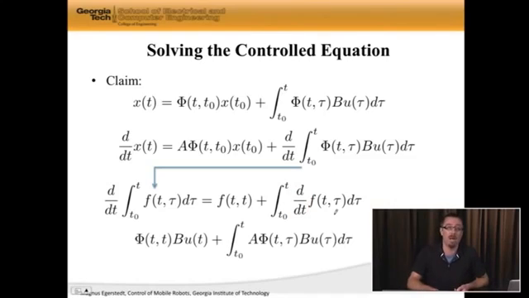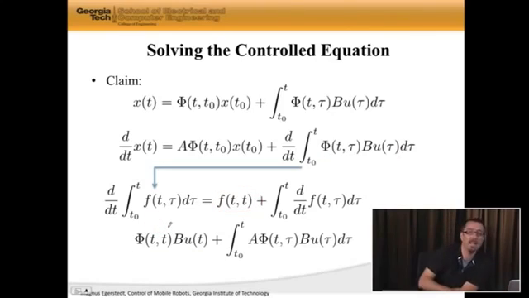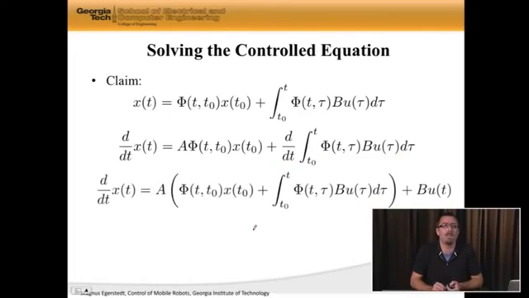So let's do that. Well, let's pull out this thing and evaluate it at tau equal to t. Then I get phi(t, t) times B u(t), which in fact is simply B u(t), right? Because this thing is the identity matrix. And then I get the time derivative of this thing, or in other words, the derivative of this with respect to t. Well, I know that that's an A that I just have to pull out in the beginning. So this is a little bit of a mouthful. So take a deep breath and redo this computation just so that you believe it.